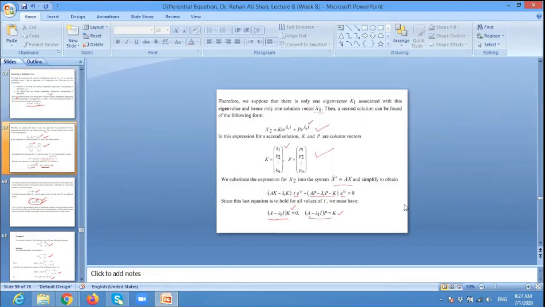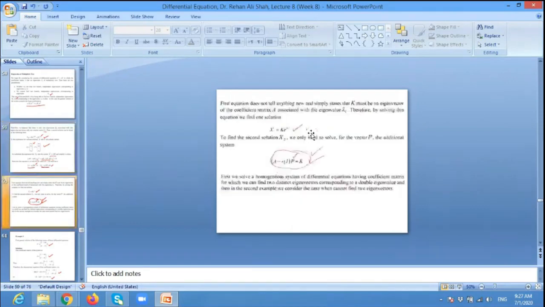So what will be another solution? Remember this, x2 will be equal to, this is another solution, k t e power lambda 1 t plus p e power lambda 1 t, where what is p? जी, चलो एक एग्जाम्पल पे चलते हैं, थ्योरी फिलहाल आप छोड़ दें.